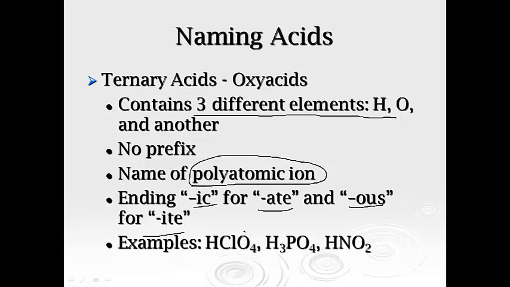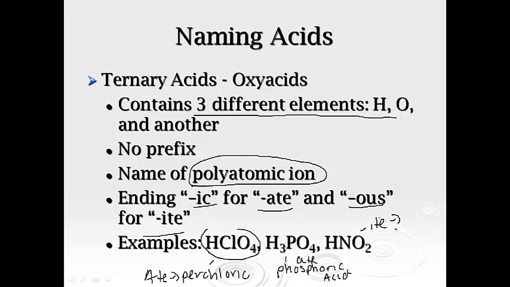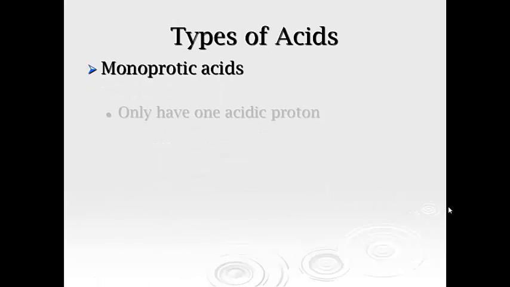Okay, for example, this is perchlorate, so this would be perchloric acid. So we go ate to ic. This is phosphate, so this would be phosphoric acid. Okay, and here we have nitrite, which is ite, so this would be nitrous acid. Okay, again, review, but doesn't hurt to do it.